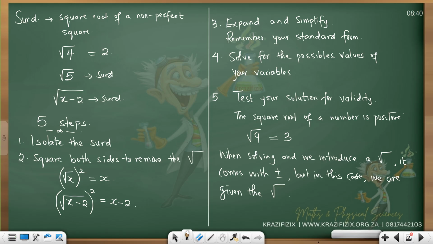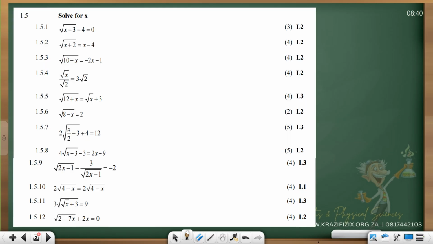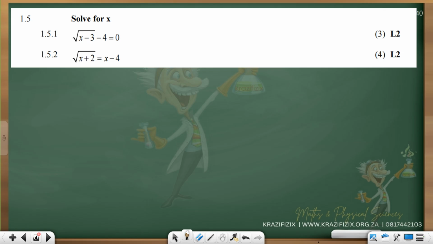Okay. So guys, please, that point number 5 is very important. You have to test your solution for validity. So let's look at a quick picture. I have 12 questions, so you can see all of them. They are 4 marks each, only number 1 is 3 marks. I will start with number 1 and number 2 for you.